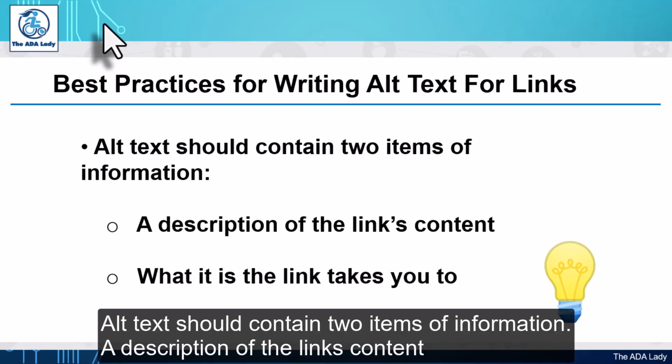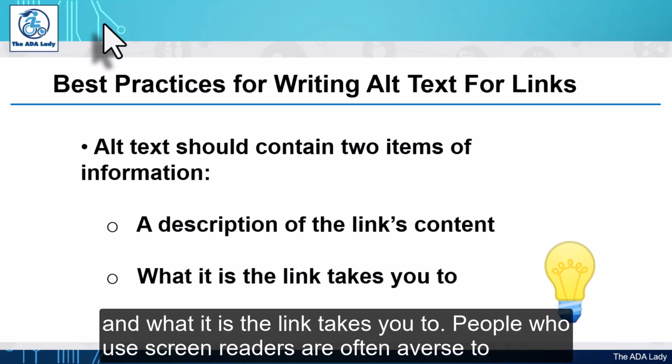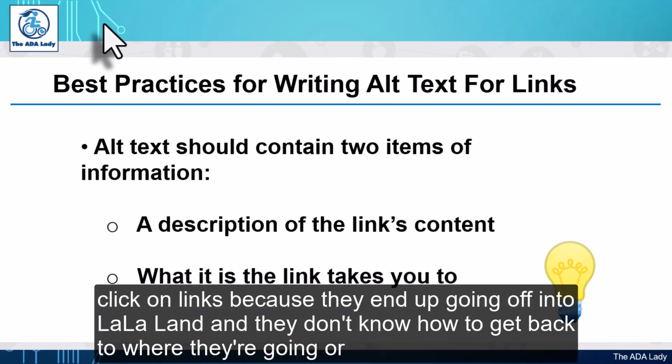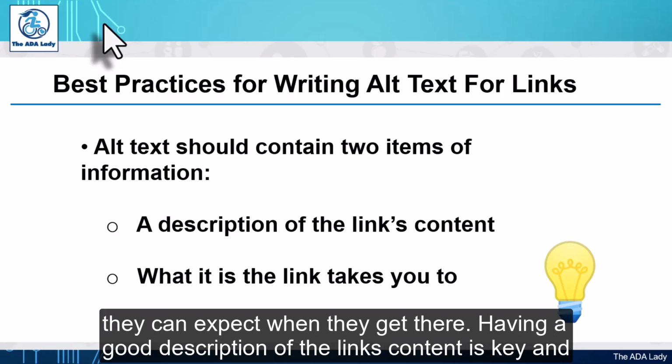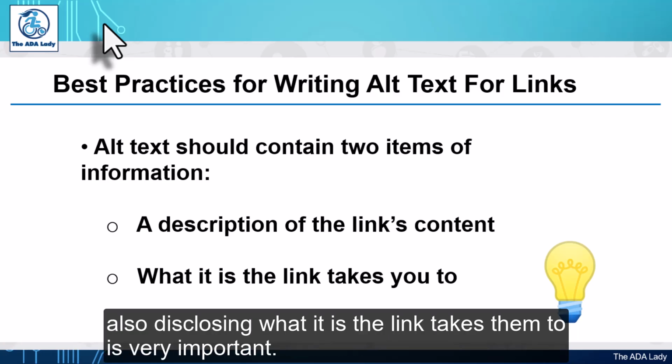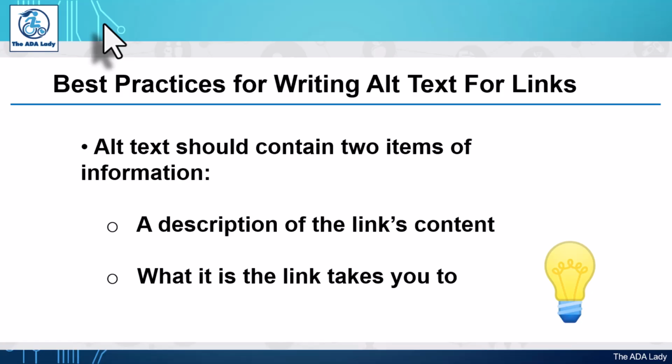Alt text should contain two items of information: a description of the link's content and what it is the link takes you to. People who use screen readers are often averse to click on links because they end up going off into la la land and they don't know how to get back to where they're going, or it's difficult or have redirects. It is important for them to know what they're clicking on and what they can expect when they get there. Having a good description of a link's content is key, and also disclosing what it is a link takes them to is very important.